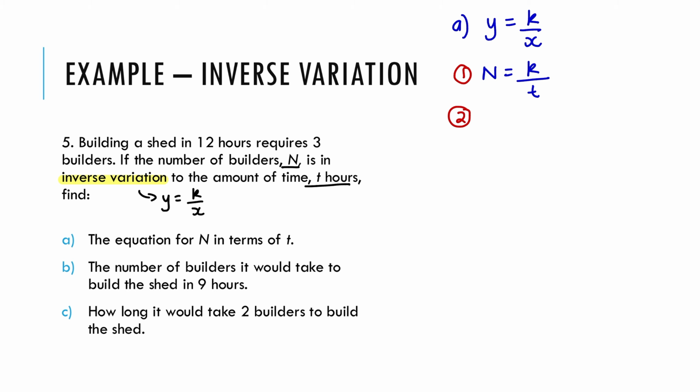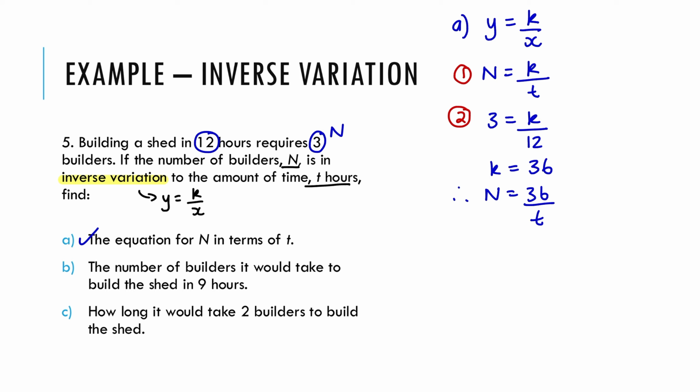So here, my n value, the number of builders, is 3, and my time in hours is 12. Therefore, k is equal to 36, very conveniently for the last few. Then, because it says the equation, I'm rewriting my equation with the value of k in it. So that's my first one.